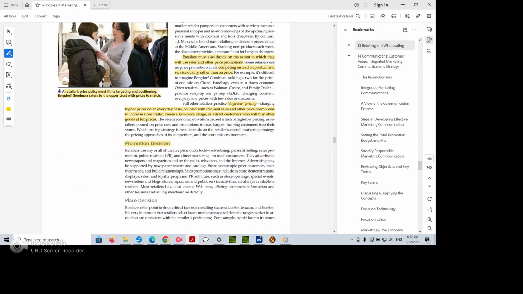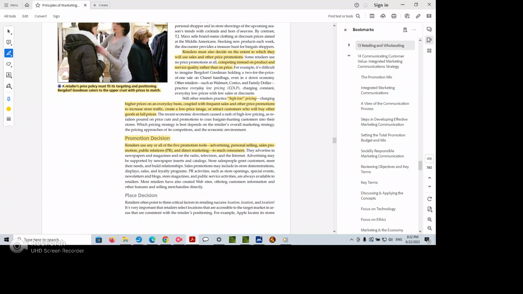Now, let's talk about the promotion decision process. Remember that retailers use all of the 5 promotion tools. Just as a reminder, it's advertising, personal selling, sales promotion, public relations, PR, and also direct marketing to reach consumers. And these are different ways you can do promotions.